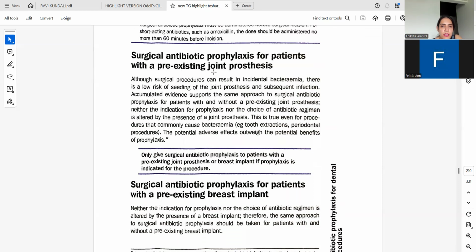If a patient has a pre-existing joint prosthesis, like a knee joint replaced or anything, these surgical procedures can result in incidental bacteremia. There is a low risk of seeding of the joint prosthesis and subsequent infection. So accumulated evidence supports the same approach to surgical antibiotic prophylaxis for patients with and without a pre-existing joint prosthesis. So you can proceed with the treatment as for a normal patient. Neither the indication for prophylaxis nor the choice of antibiotic regimen is altered by the presence of a joint prosthesis. This is true even for procedures that commonly cause bacteremia.